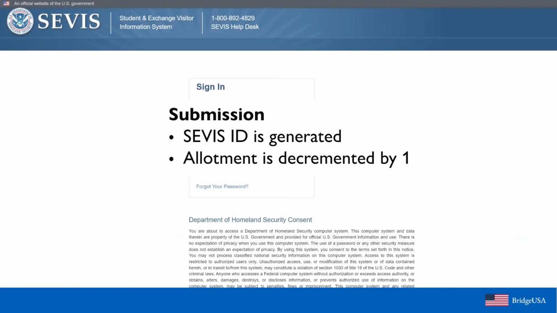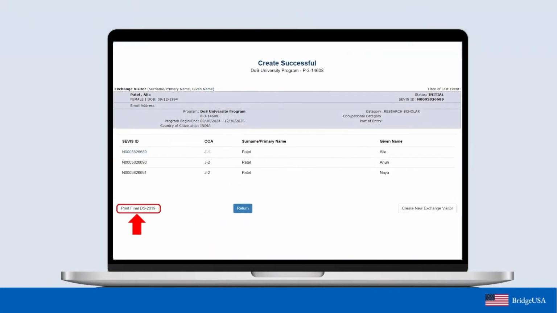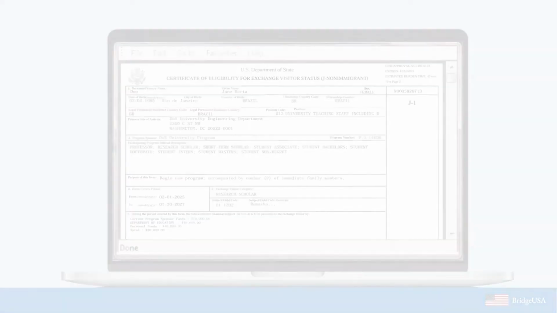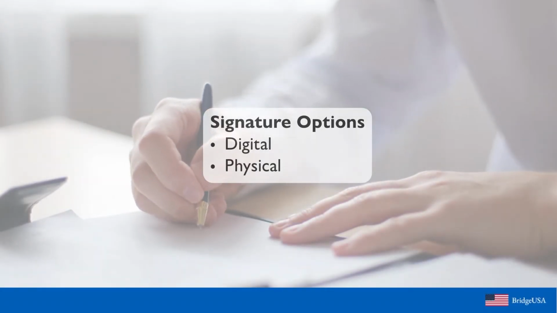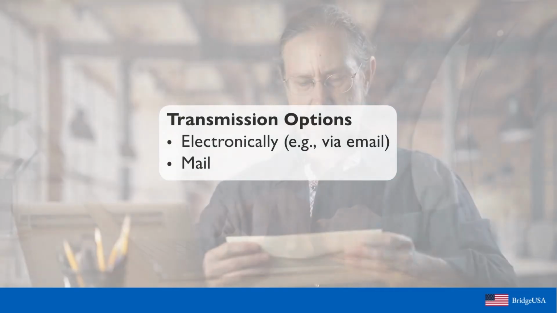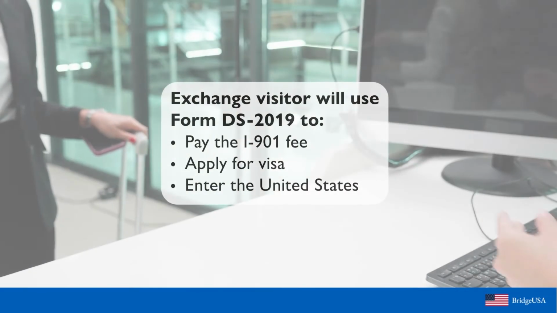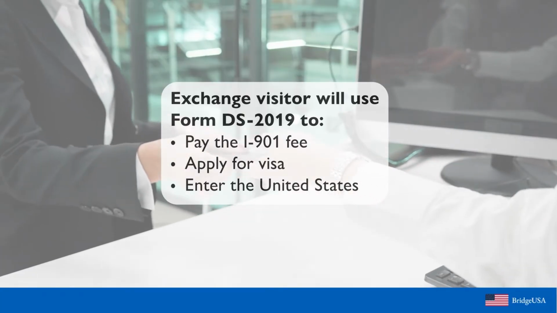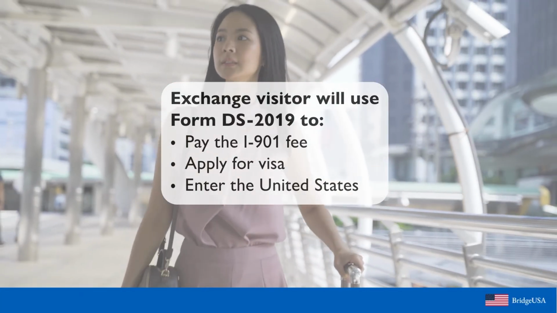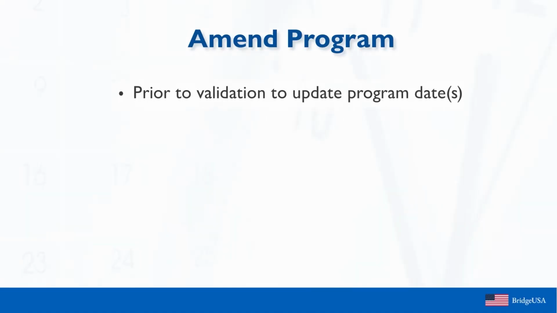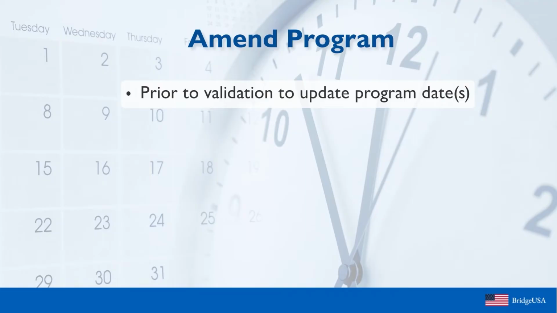After submitting the record, a SEVIS ID number is assigned and your program allotment is decremented by 1. Clicking the Print Form button will generate a PDF of the Form DS 2019. The forms may be signed digitally or physically and may be transmitted electronically via email or by mail. The exchange visitor will use the form to pay the I-901 fee, apply for a visa, and enter the United States. If they experience a delay and will not start their program by the program begin date, use the Amend Program function.